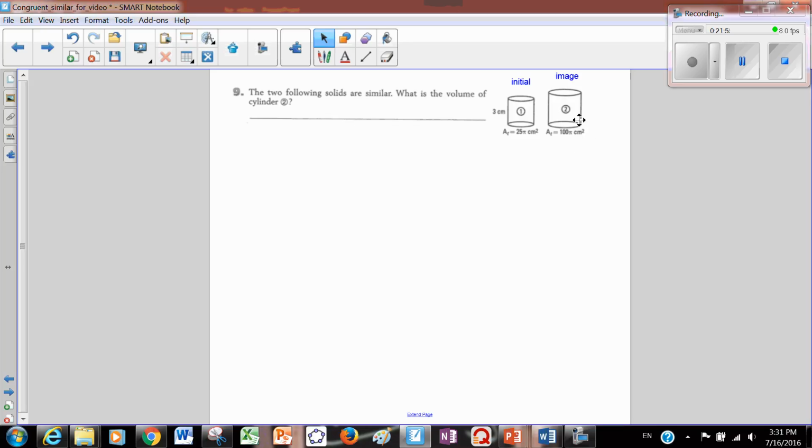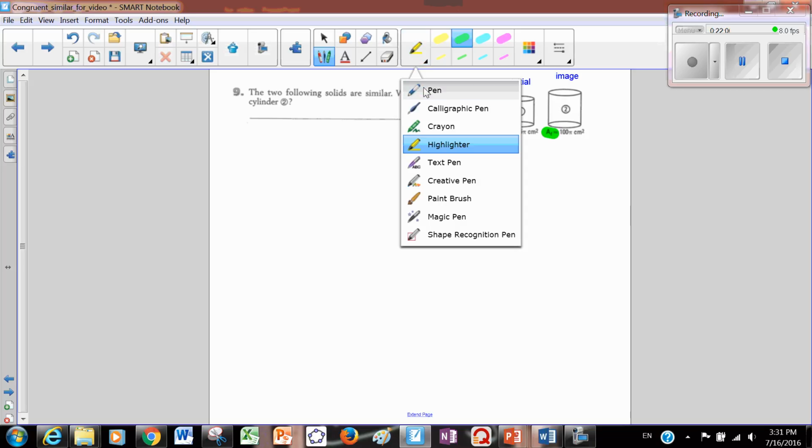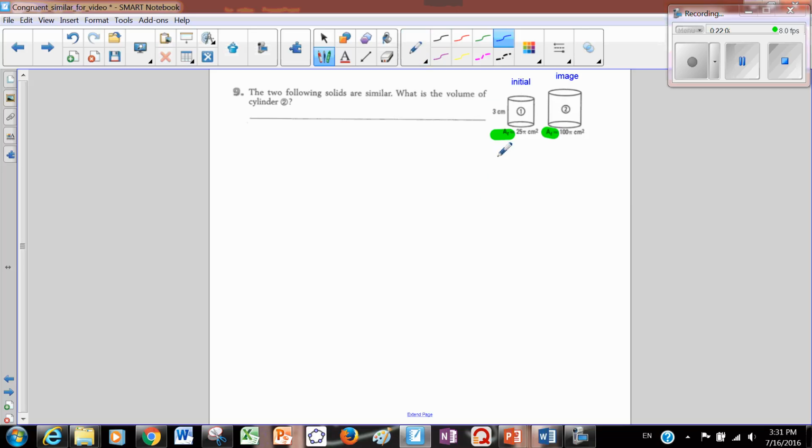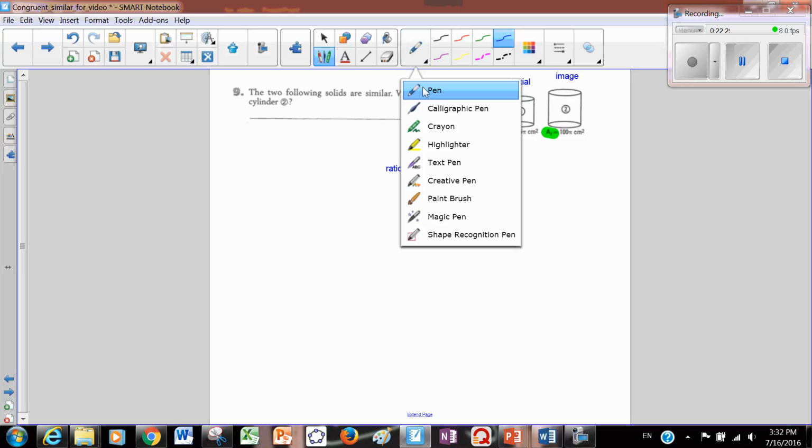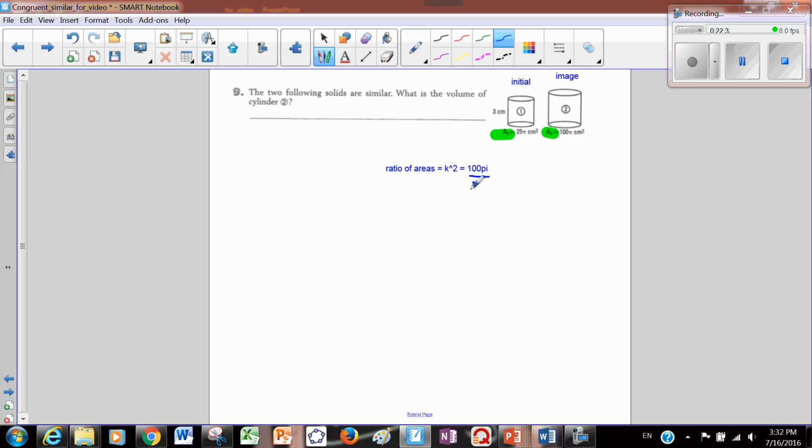So how do you find the volume of the second one? What are they giving you? They're giving you the area. What can you do if you have the area of each? You can certainly find the ratio of areas. That would be equal to our K squared, and that would be equal to 100 pi over 25 pi.